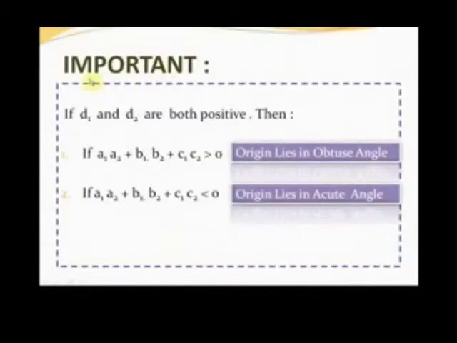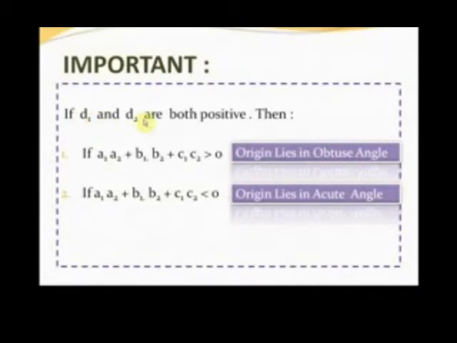Now important thing, if d1 and d2 are both positive, then if a1a2 + b1b2 + c1c2 is greater than 0, then we can say that the origin lies in the obtuse angle. And if a1a2 + b1b2 + c1c2 is less than 0, then the origin lies in the acute angle. Now this is a very important thing to note, that origin lies in the obtuse angle if a1a2 + b1b2 + c1c2 is greater than 0, and origin lies in the acute angle if a1a2 + b1b2 + c1c2 is less than 0. But d1 and d2 must be both positive.